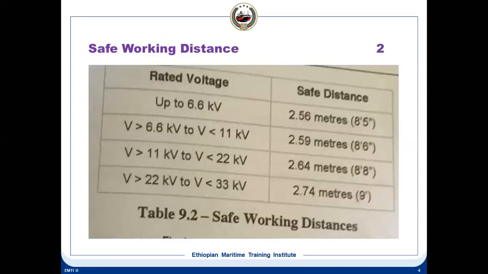Now generally, when you work on high voltage, we are supposed to keep a certain distance. Up to 6.6 kV, you have to maintain a safe distance of 2.56 meters from the high voltage. This means I am talking about no maintenance or repairs, like when you have high voltage equipment which is working, a switchboard. How much distance should you keep away? That is the safe working distance. On board ships and all, it says 2.56 meters is the safe distance.